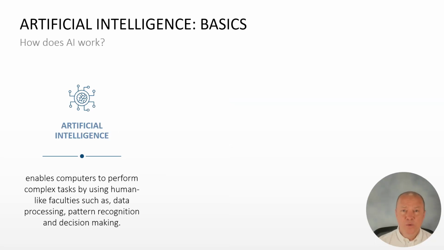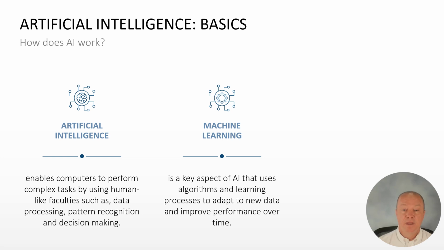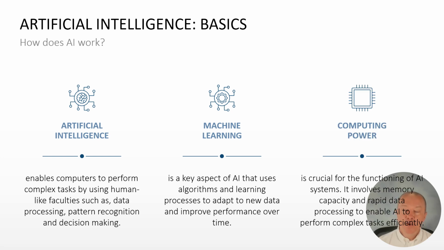So how does AI work? Well, artificial intelligence, again, enables computers to perform complex tasks by using human-like faculties such as data processing, pattern recognition, and decision-making. Machine learning is a key aspect of AI that uses algorithms and learning processes to adapt to new data and improve performance over time. And then finally, we have computing power that is crucial for the functioning of AI systems. It involves memory capacity and rapid data processing to enable AI to perform complex tasks efficiently.